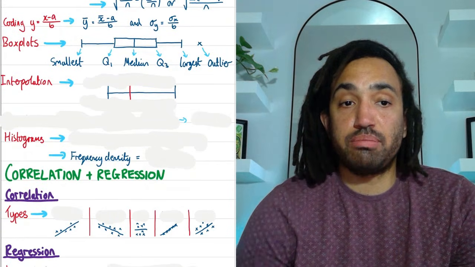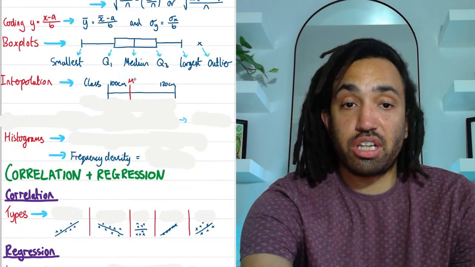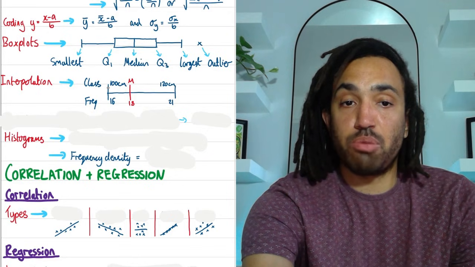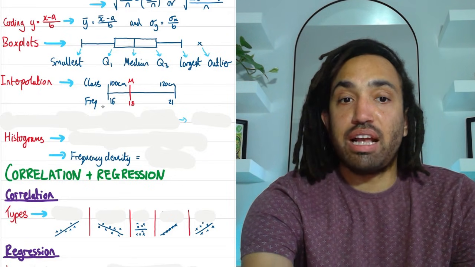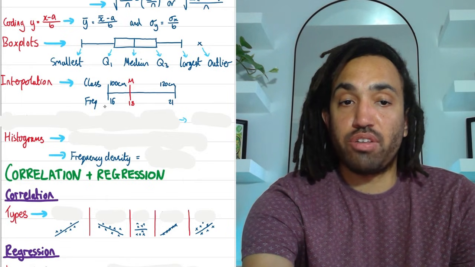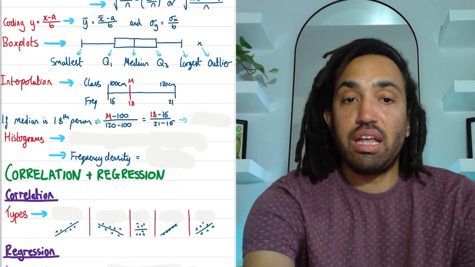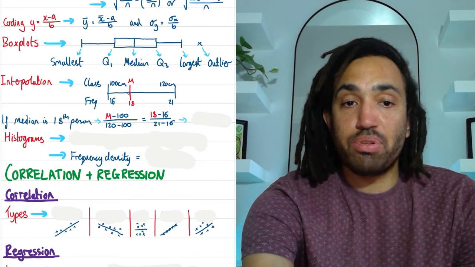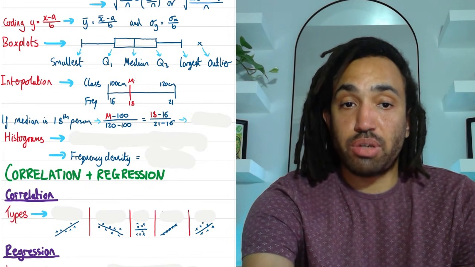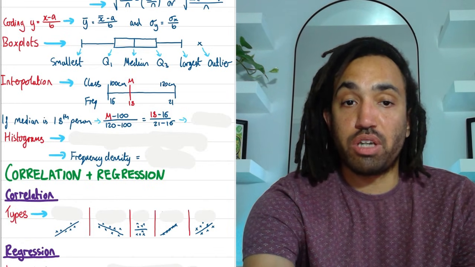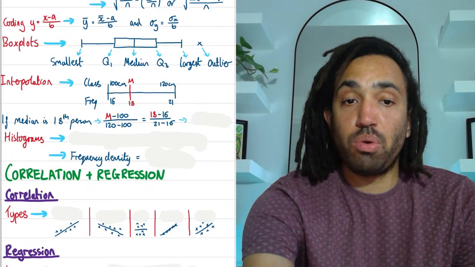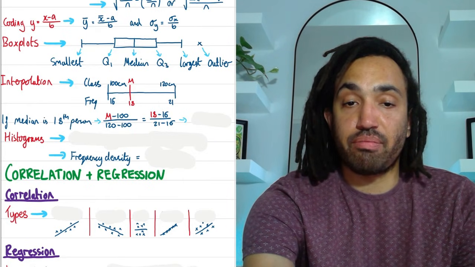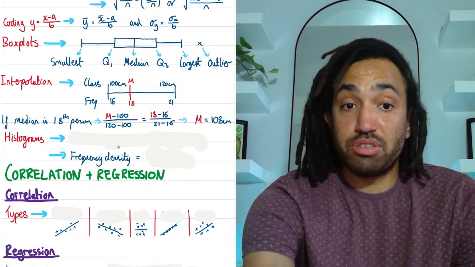Okay, moving on to interpolation. What I like to do for these questions is draw myself a little number line. I have the class width at the top, so for example between 100 centimeters and 120, and I have the frequency, so how many people: at the start of the class it was 16, at the end there was 21. If you need to find the median, and we know the median is the 18th person, then you do the gap between m and 100, so m minus 100, over the whole gap of the class, which is 120 minus 100, and we set that equal to the gap between 18 and 16, over the gap between 21 and 16. And we get m is equal to 108 in this example.